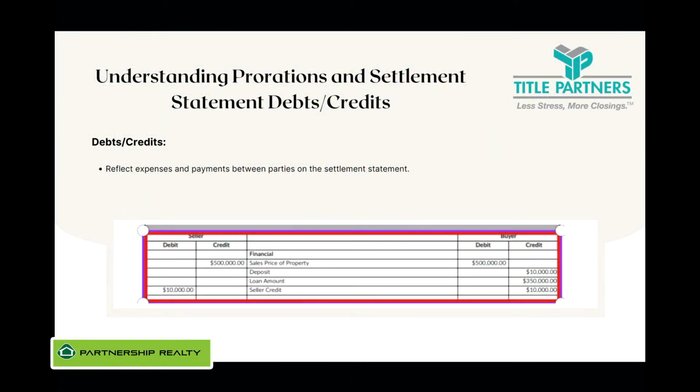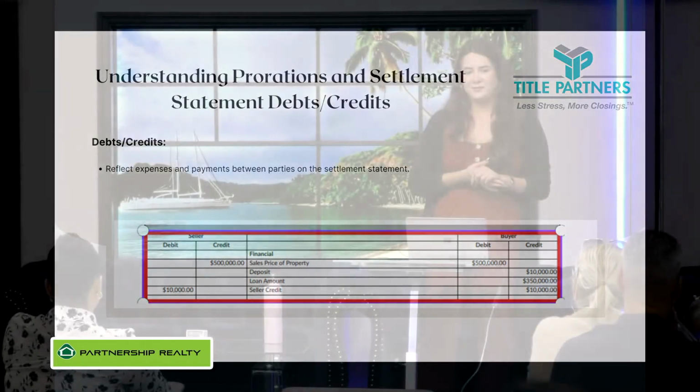Okay. So debits and credits. Pretty simple. We have our seller side, our debits and credits. We have our buyer side, debits and credits. Here, the purchase of the property for $500K is a credit towards the seller, a debit towards the buyer. The deposit made for escrow is a credit for the buyer's closing costs. The loan amount is considered a credit for the buyer's closing costs. And the seller credit, you'll see a debit of $10,000, and then a credit to the buyer for $10,000. Okay? Any questions? Nope, we're good.